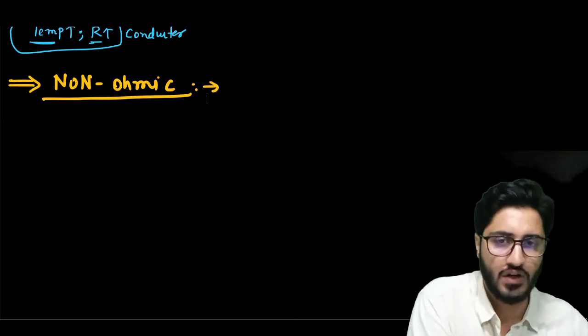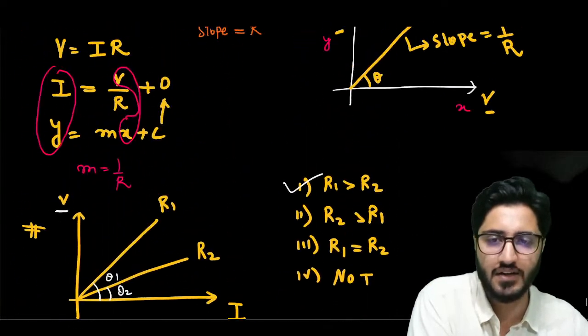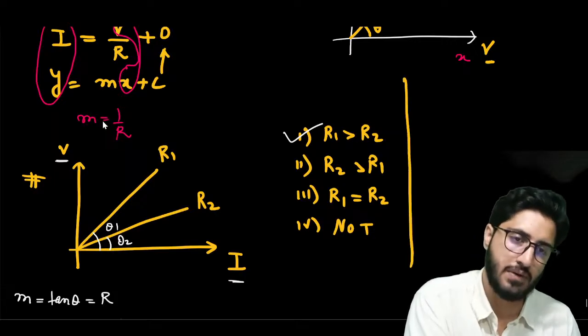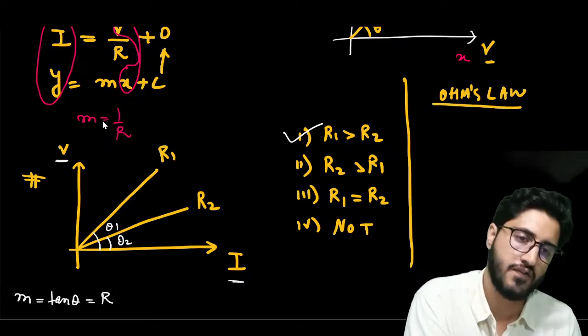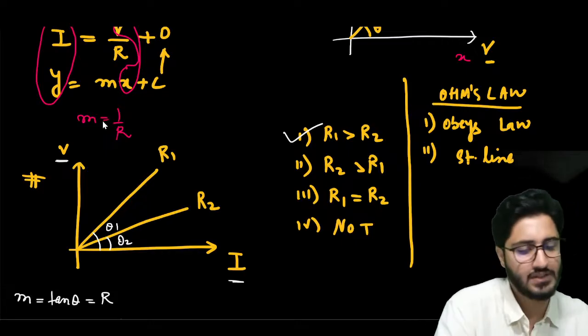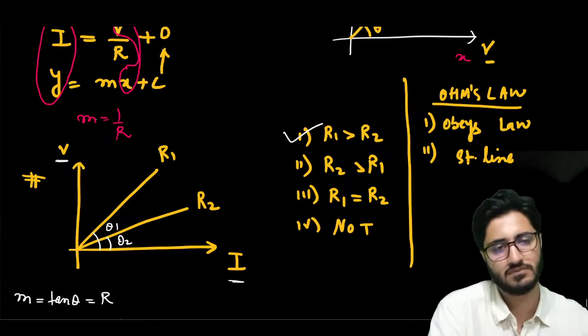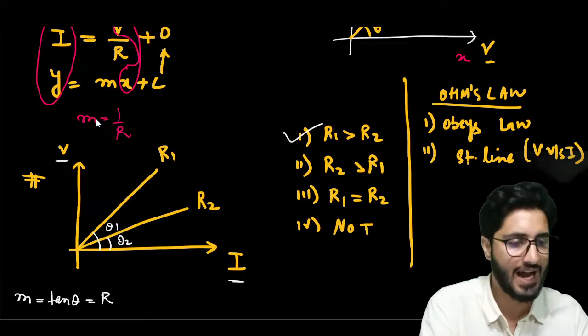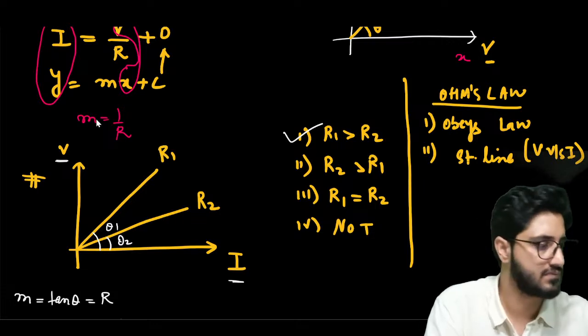If you need to write for Ohm's law also, I will write it in a shorter way here. Ohm's law simply indicates, first part, an ohmic device obeys Ohm's law. Second line, it gives a straight line graph between V versus I or I versus V.